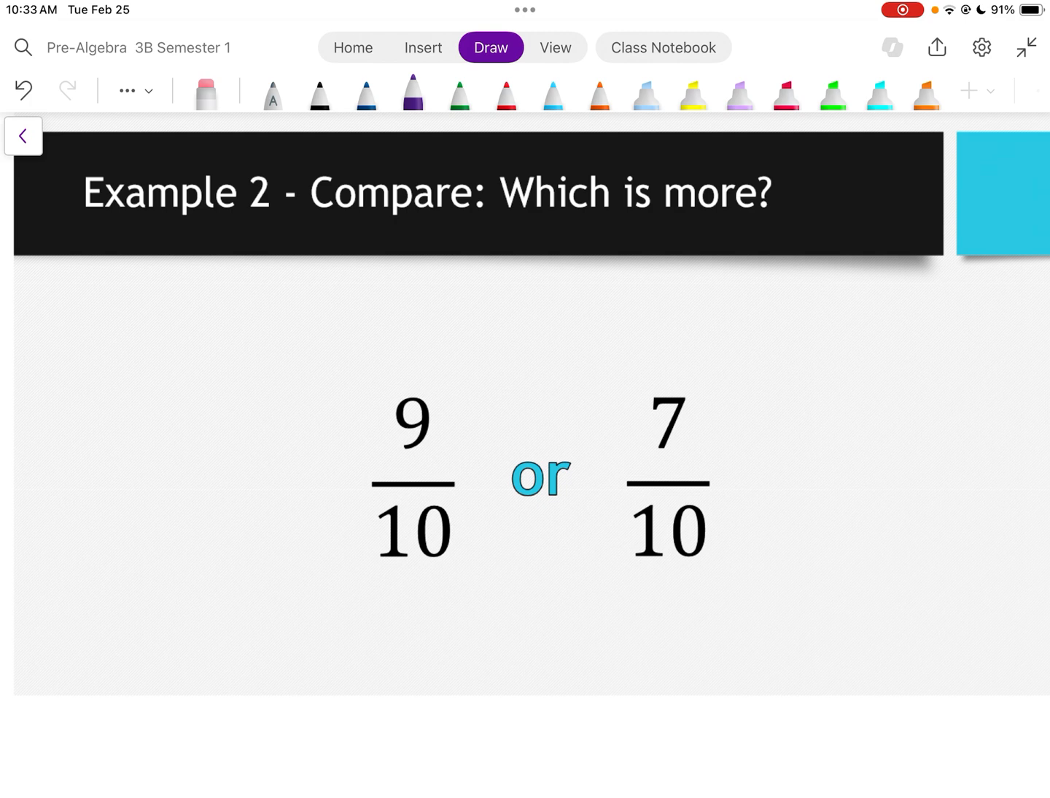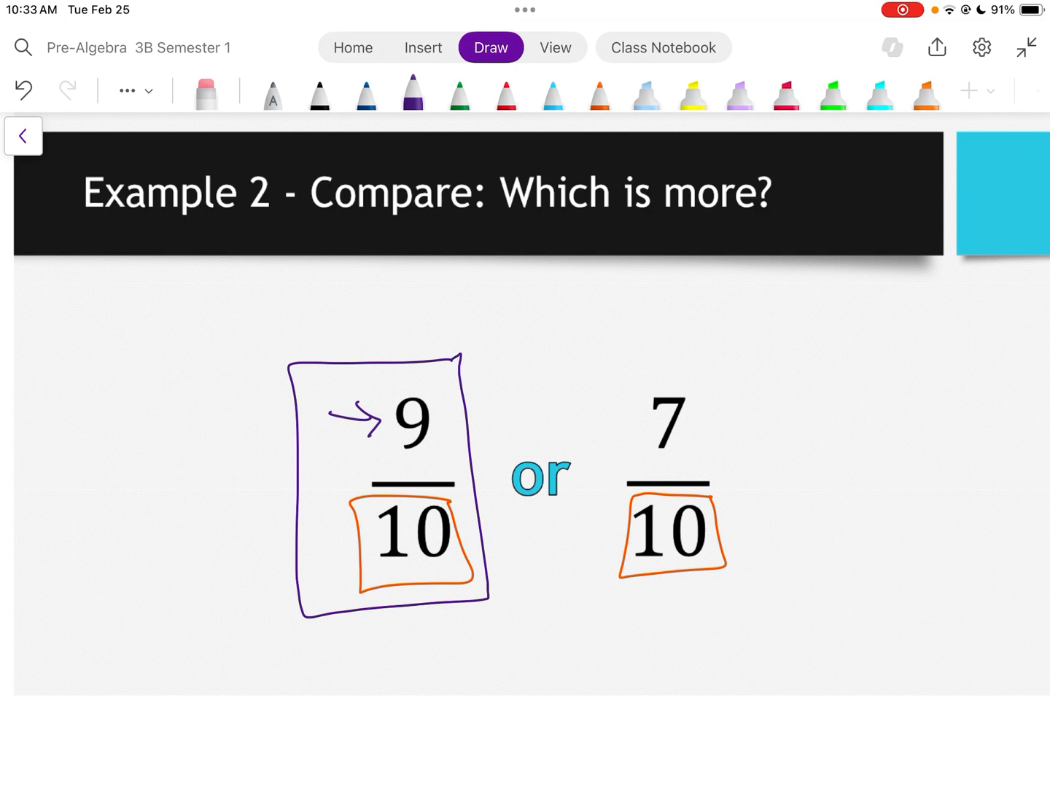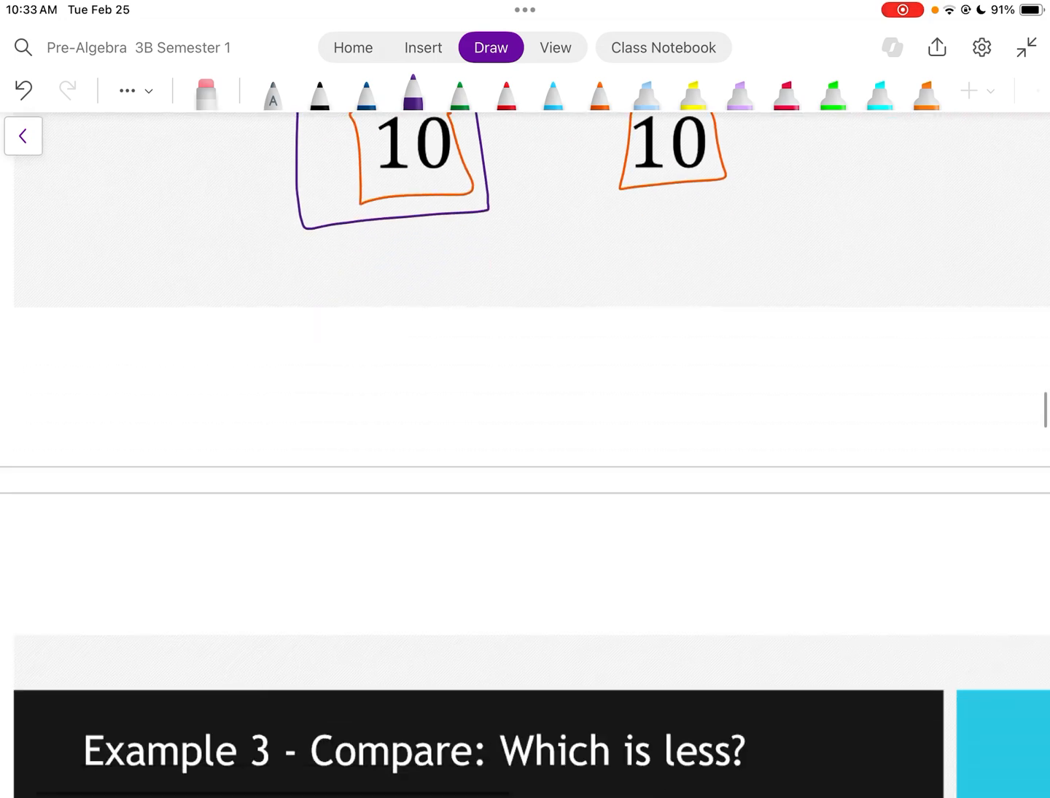Now, if we follow that same logic, we have 9 out of 10 and 7 out of 10. Because they are both split into 10 parts and our whole would be the same size, whichever one has more parts shaded would be the larger fraction. So 9 is more than 7, which would make 9 out of 10 more than 7 out of 10.